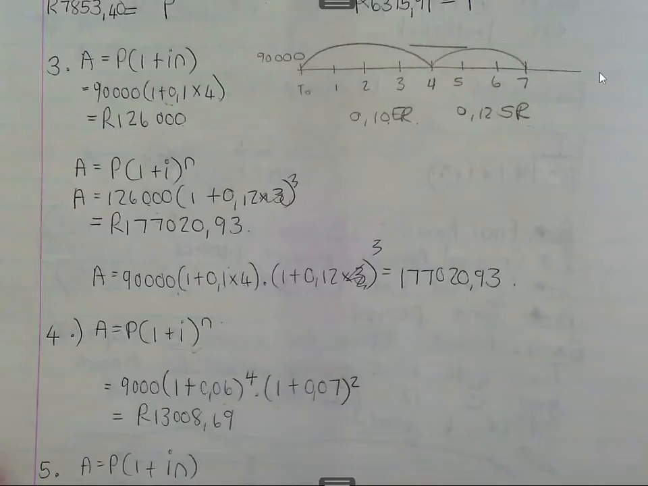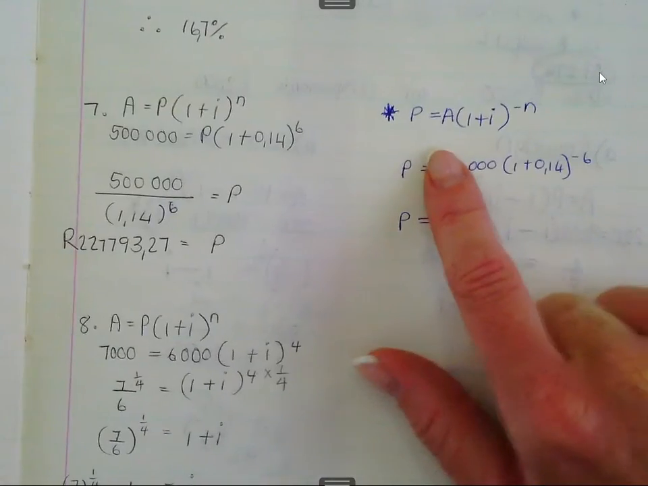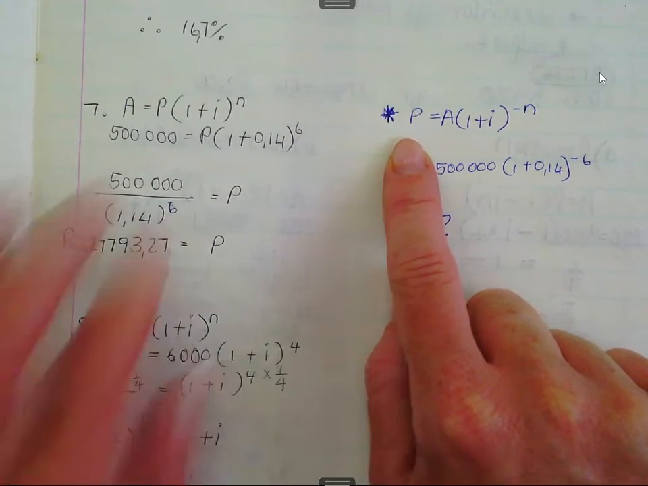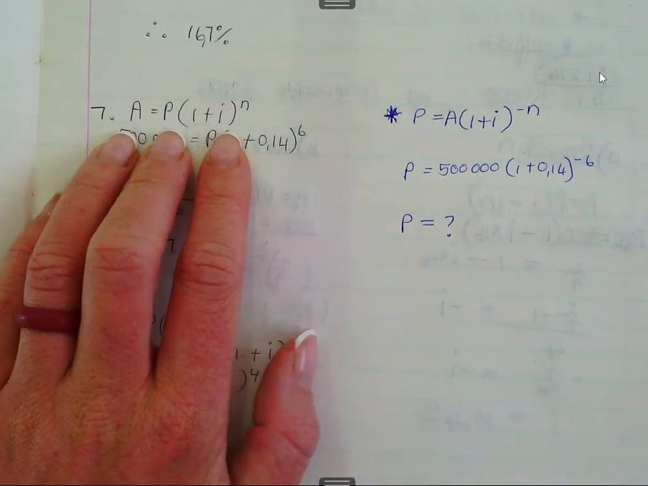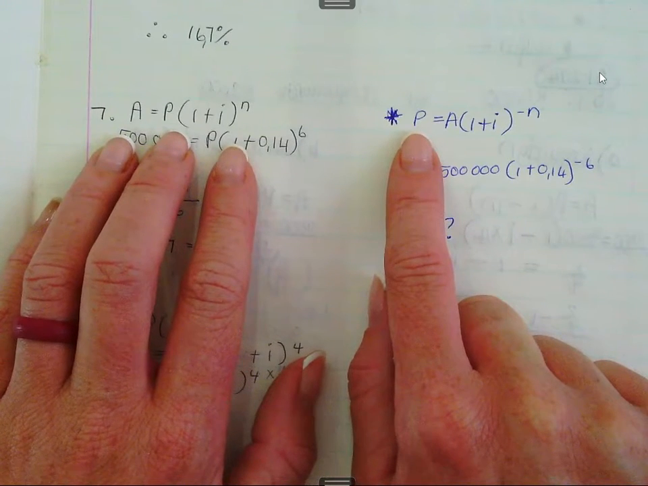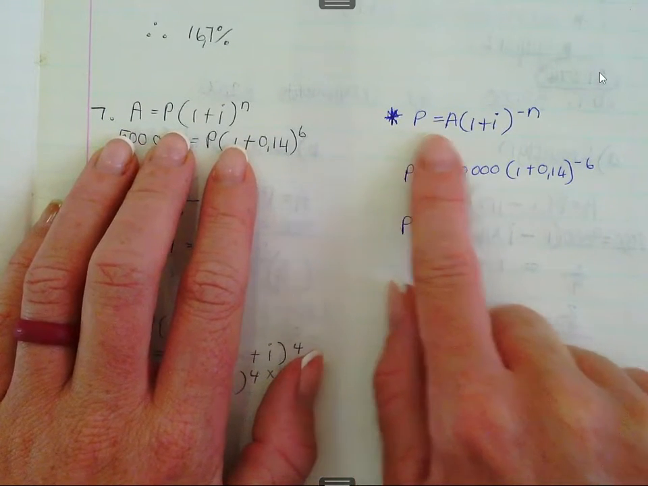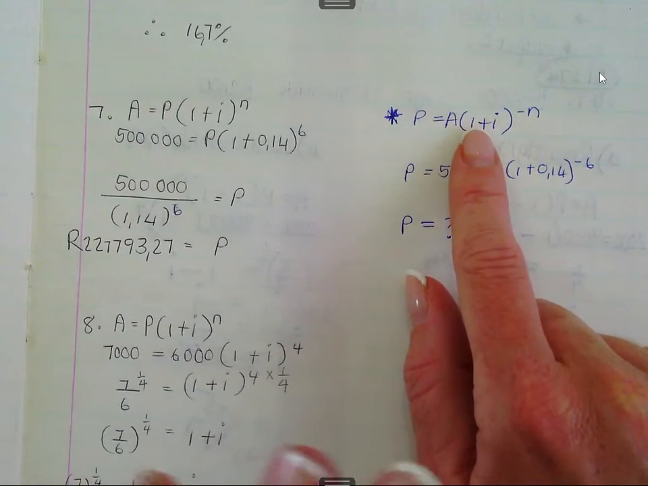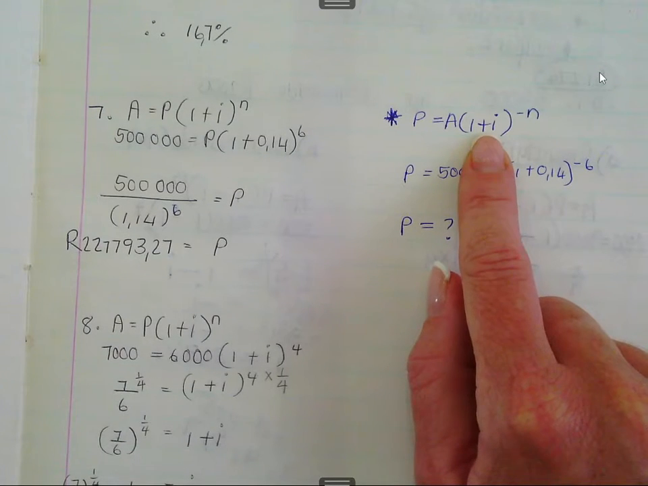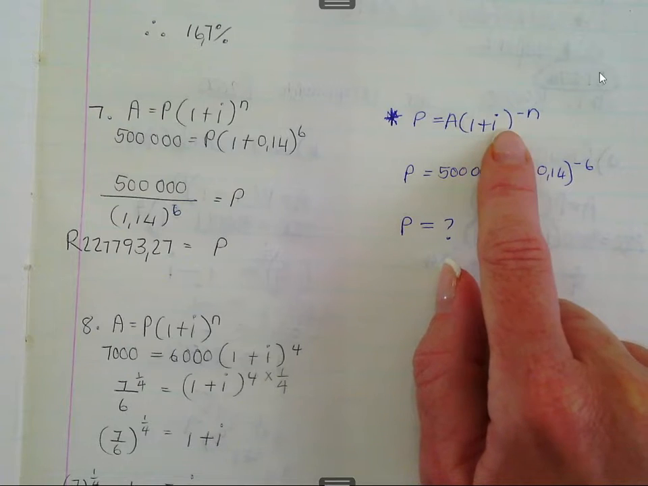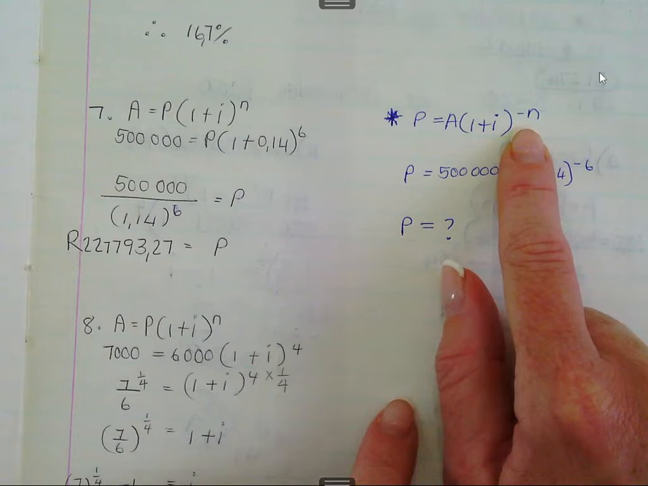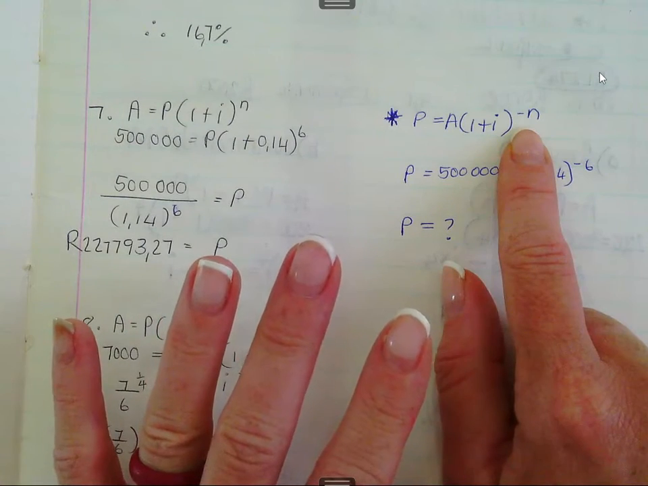Okay. Now, because we want to do the sums like we did here in number 3, everything in one step, we need a formula for each one. So we can use a different formula when we are trying to calculate P. This is the formula for calculating A, the final amount. This is a formula to calculate P, the original amount. So it's going to be equal to A times (1 plus i), but the only difference is now I'm going to say to the power of negative n. Do you all understand? Are you sure?